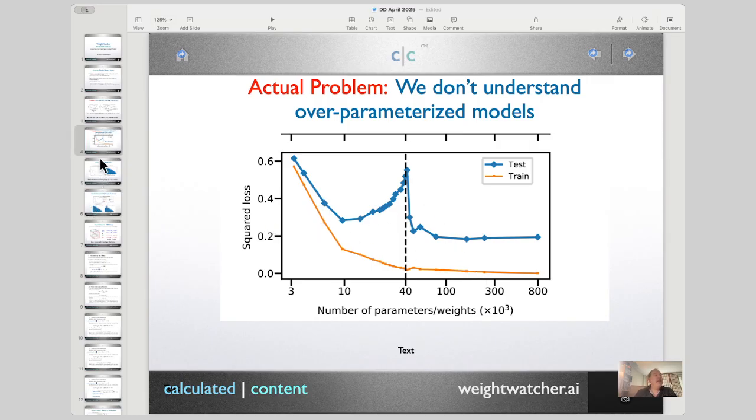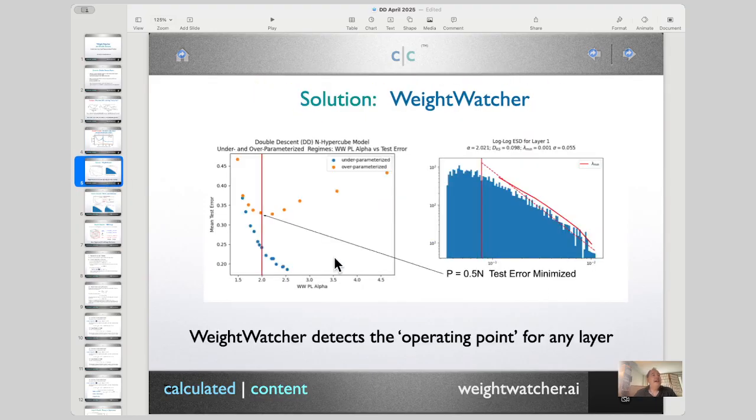Now, the solution to this is to use WeightWatcher. What I'm going to show you is that if you reproduce the 1989 experiment in the under-parameterized regime, and plot the mean test error versus the WeightWatcher alpha, you'll see that the alpha just keeps getting larger and larger as the test error gets smaller. So you cannot apply WeightWatcher in the under-parameterized regime. You have to apply it in the over-parameterized regime.